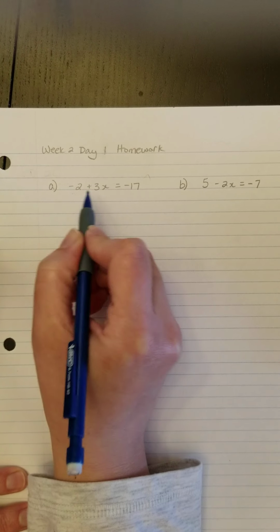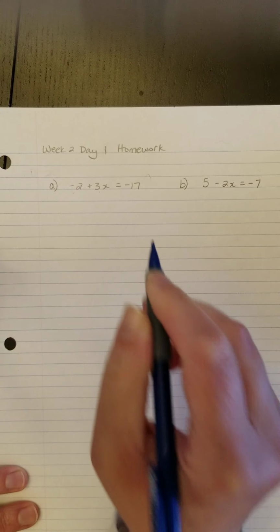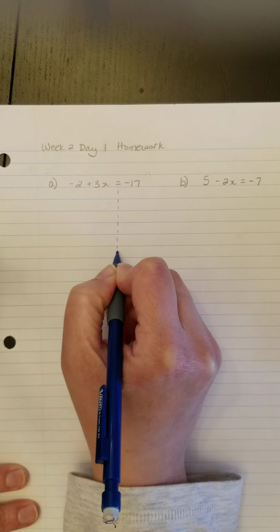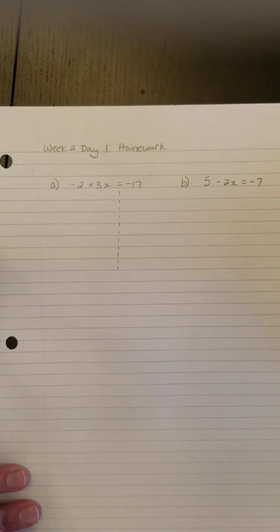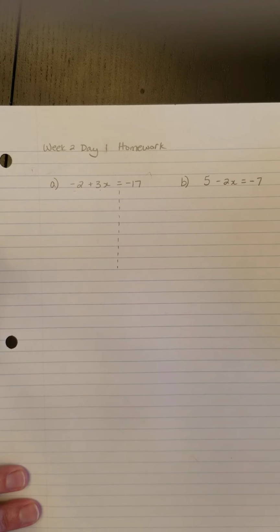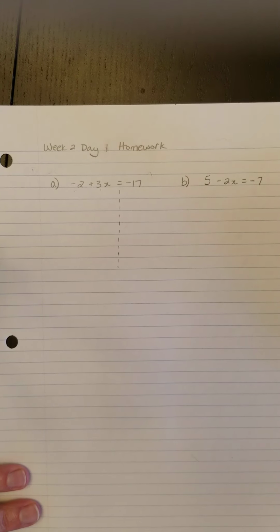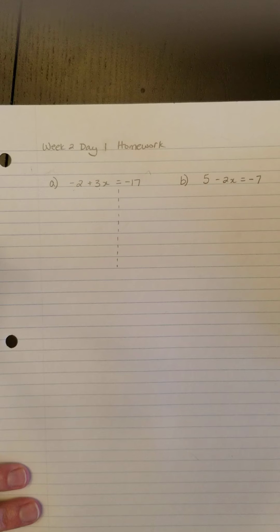So this has -2 plus 3x equals -17. So we're going to start it the same way that we've done the other ones, and we're going to put our dotted line down. Now remember, we're going to undo the addition or subtraction first. So that means getting rid of the piece of the equation that's with the x term or the variable term, whatever your letter is, but that's not the multiplication or division. So it's something plus or minus.